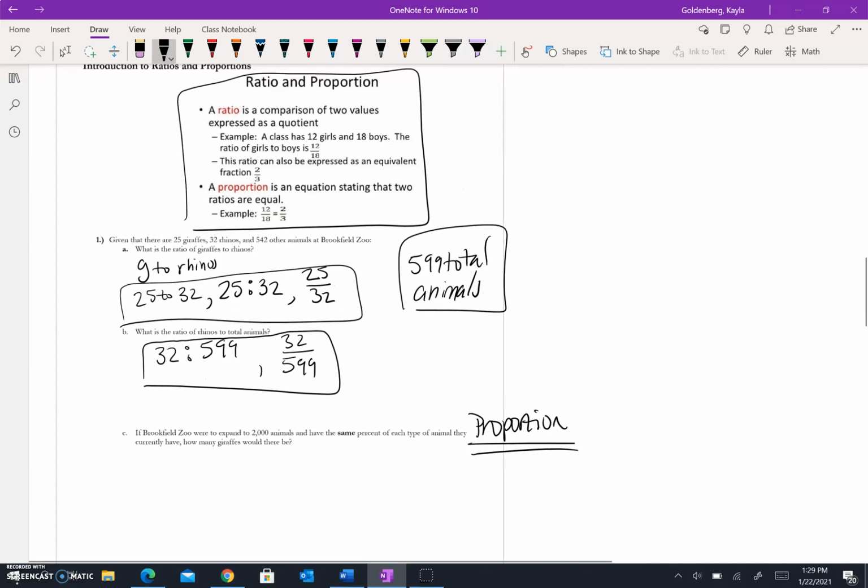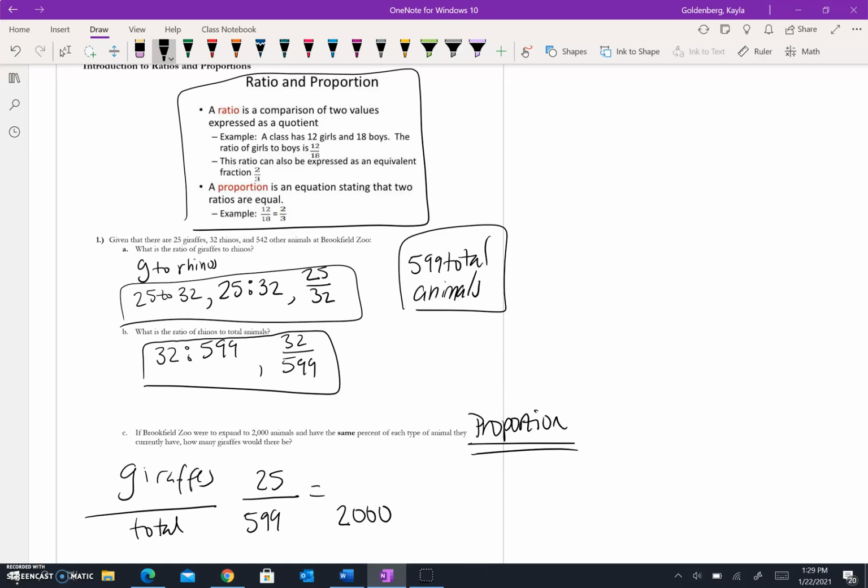So let's see. So we're going to do giraffes compared to the total. So currently we have, it says 25 giraffes, and the total is 599. Right, as a percentage, if I did 25 divided by 599, it's a very small amount, about 4% are giraffes. So we also want about 4% of our future amount to also be giraffes. So we want something, right, out of 2,000. So there are 2 different options.